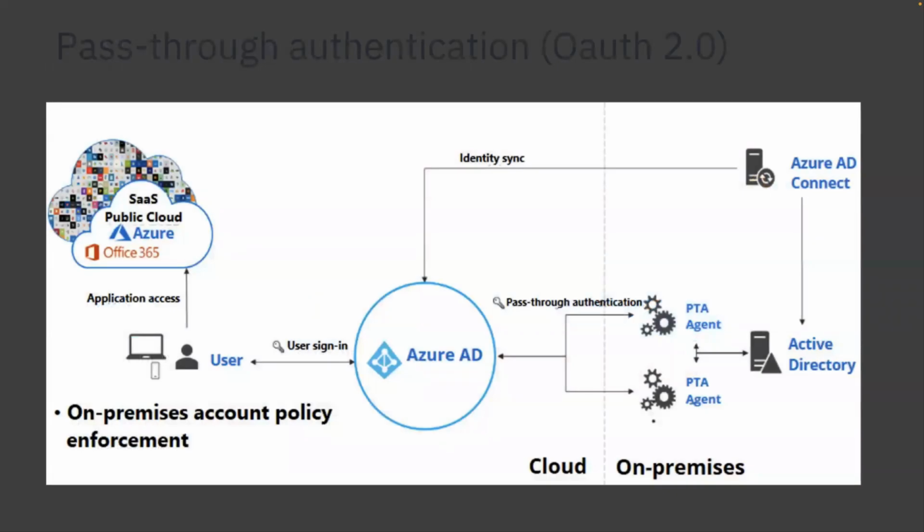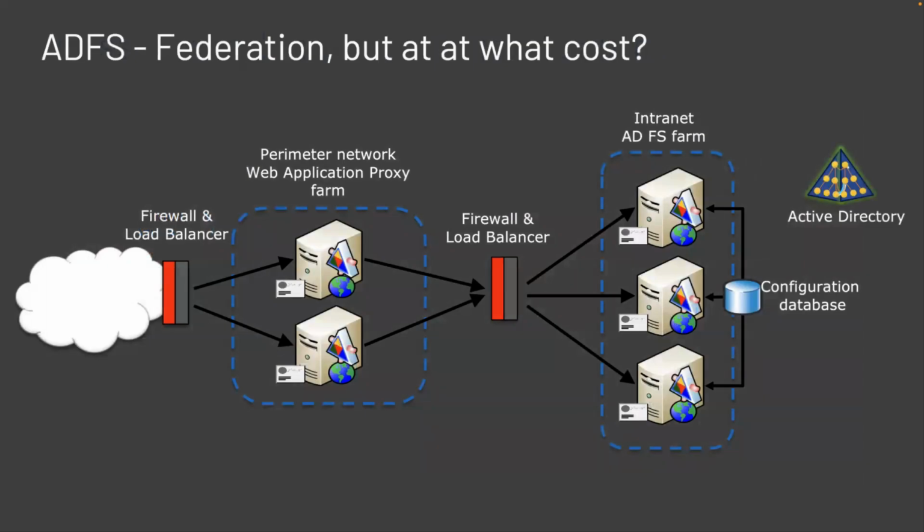The other type of authentication is pass-through authentication. So pass-through uses OAuth or open authentication. And essentially the idea is that rather than authenticating, the user is already authenticated on the user's device. So when the user authenticates, it essentially passes the Kerberos value over to Azure Active Directory. So that's the reason why it's called pass-through.